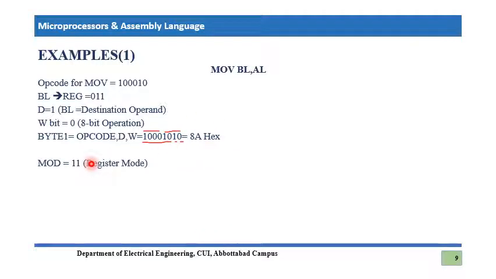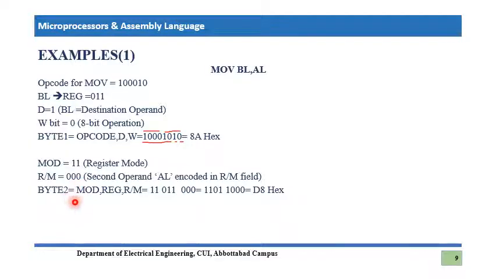Now let's come to the mode field. It is going to be register mode again because both of these operands are registers, so the mode field is simply 11. So r/m would be for the next operand which is not encoded in REG. BL is encoded in REG, so the remaining operand is AL, so AL will be encoded in the r/m field, and the code for AL is 000. You can further confirm these values in the table.